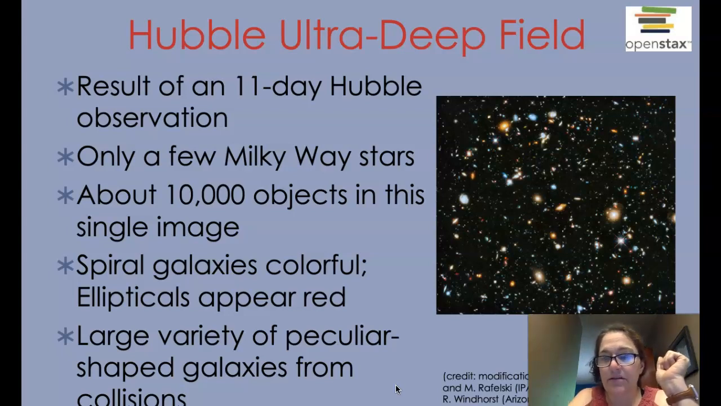The spiral galaxies are very colorful. You see some that are blue and purple, and some that look like they are multiple colors. Ellipticals in this image are mostly red. Remember, elliptical galaxies are mostly older stars. And then there's a large variety of weirdly shaped galaxies from collisions. So let's talk about collisions a little bit.